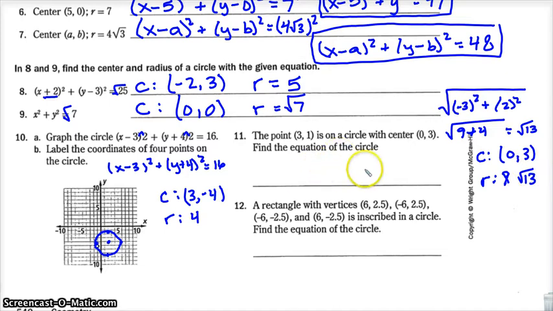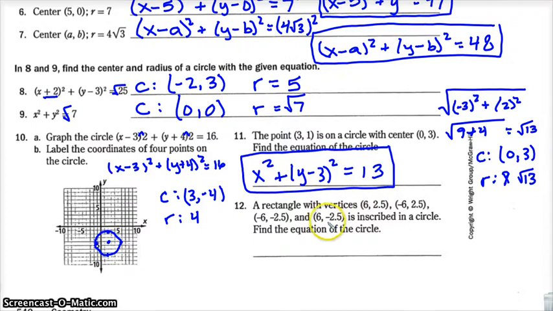Let's go ahead and plug this into an equation. Since it's x minus 0, I'll say x² + (y − 3)² = (√13)², which is simply 13. There's my final answer.